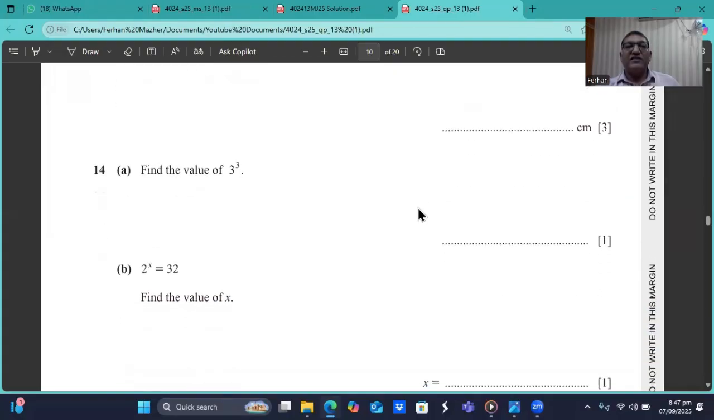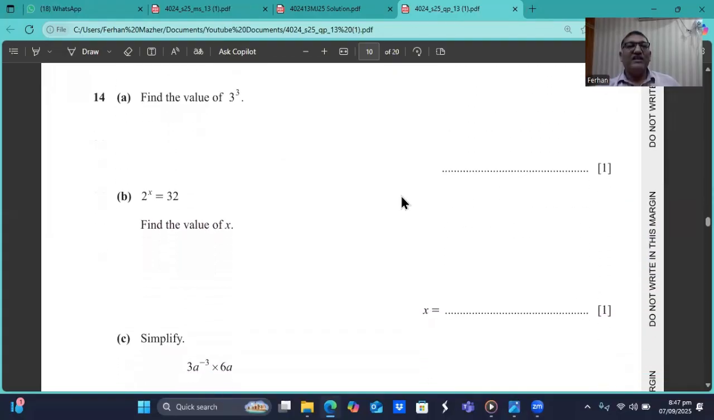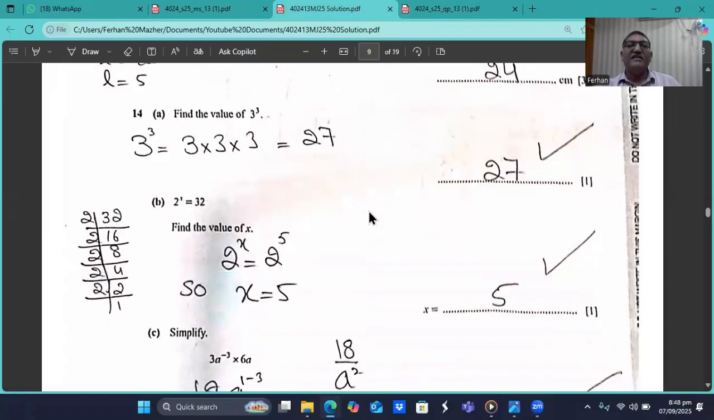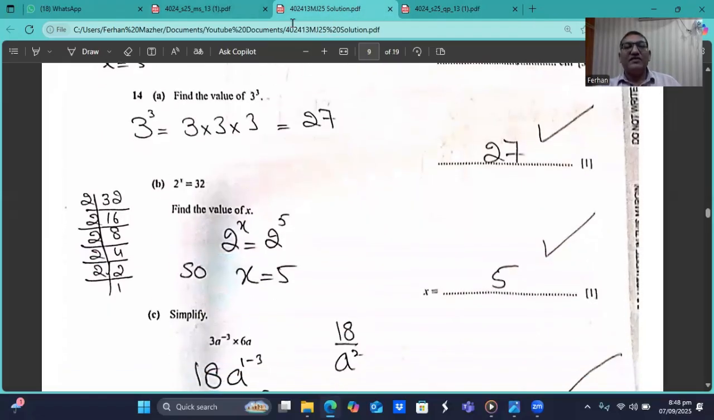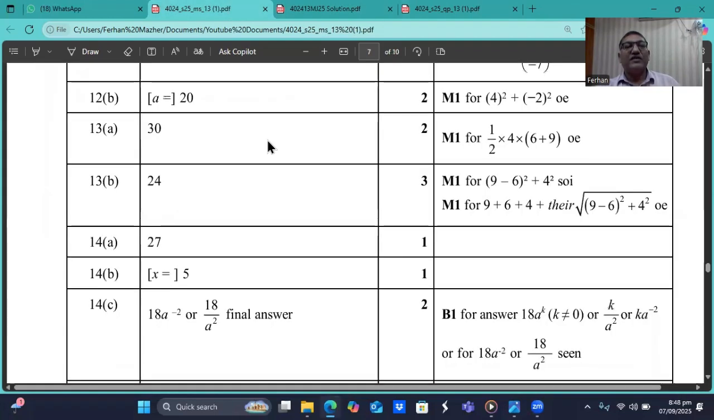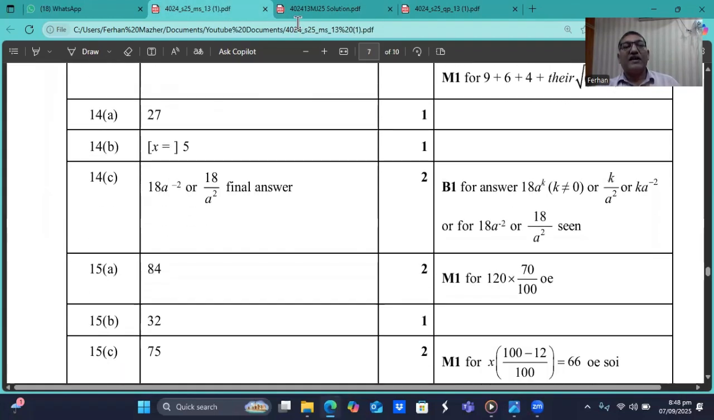We are done with it. Now we are on question number 14, A part. He says, find the value of x. 3 raised to power 3. 3 raised to power 3 means 3 multiplied by 3 multiplied by 3. So 3 3s are 9, 9 3s are 27. So the answer will be 27. Let's check. 27 is the right answer.